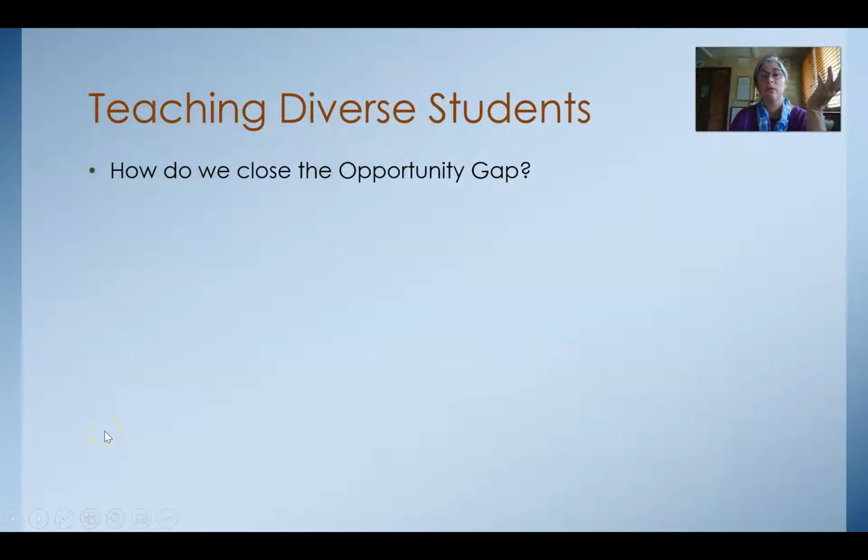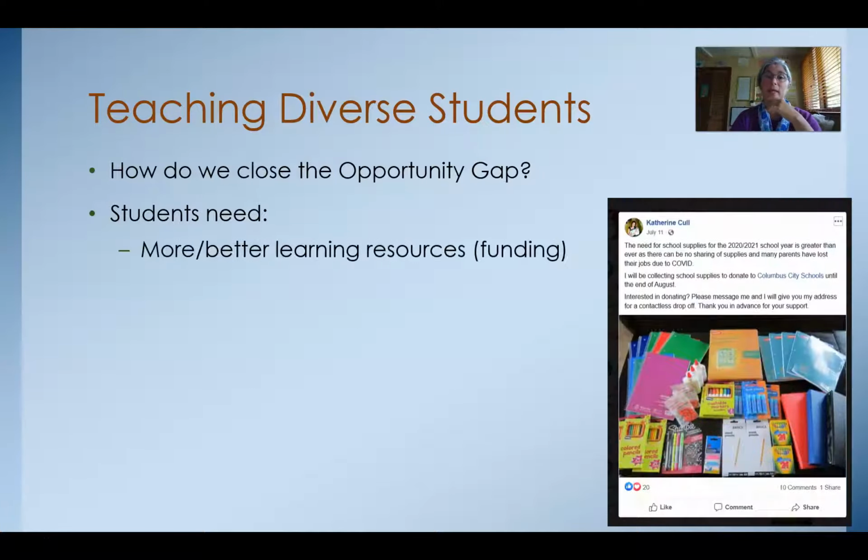So how do we close the opportunity gap? What can we do? There are a lot of potential answers. This is not an all-inclusive list, but I'm going to hit some of them. We need to make sure that our students from low-income areas and our minority students have more and better learning resources. So when you have opportunities to donate or to assist schools in need, please do so.